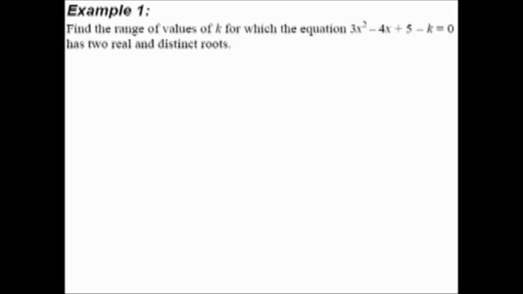So now, let us take a look at example 1. Find the range of values of k for which the equation 3x squared minus 4x plus 5 minus k equals 0 has two real and distinct roots. So, let us examine this quadratic equation. Well, it's 3x squared minus 4x plus 5 minus k equals 0, isn't it?